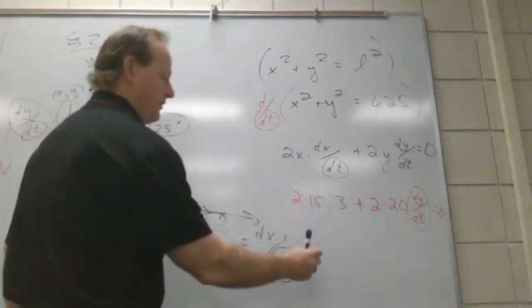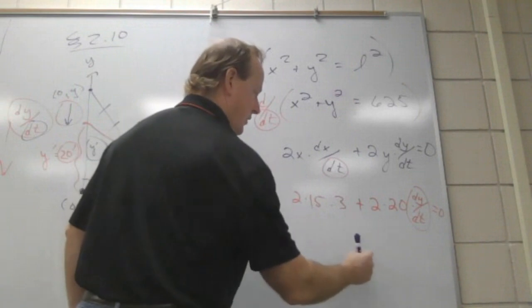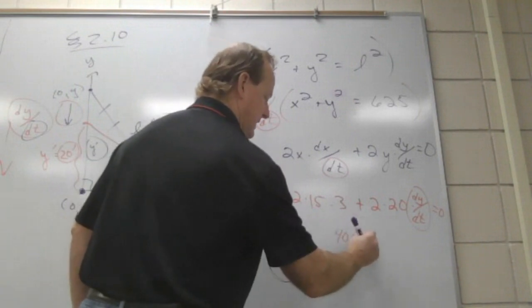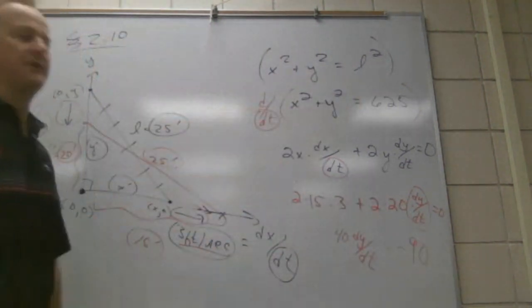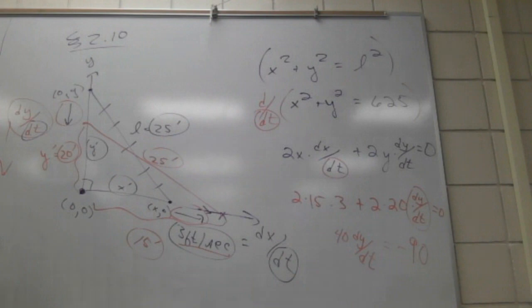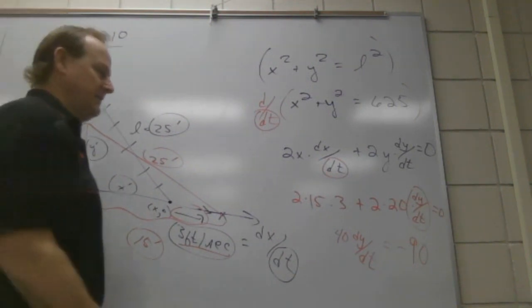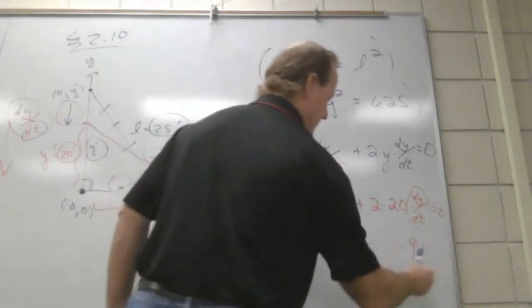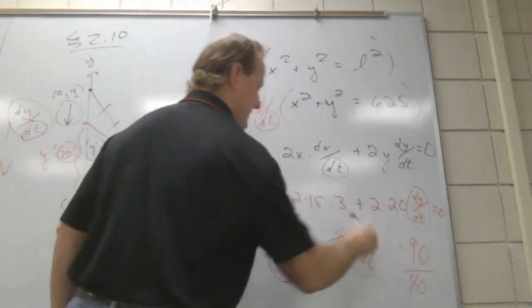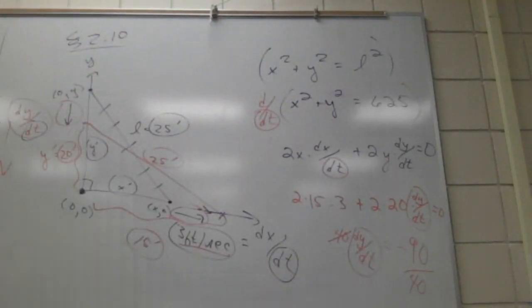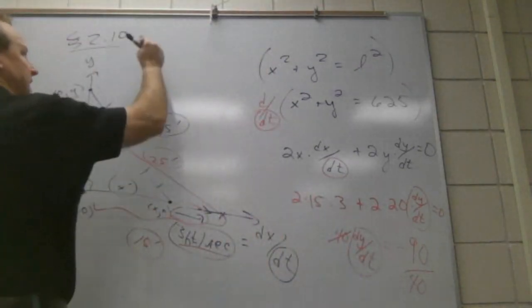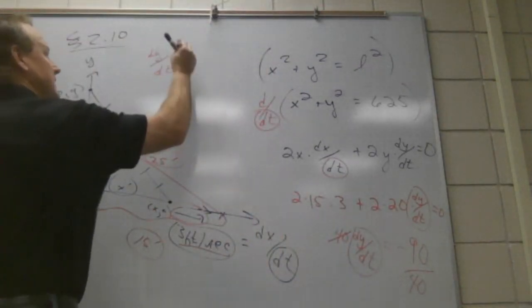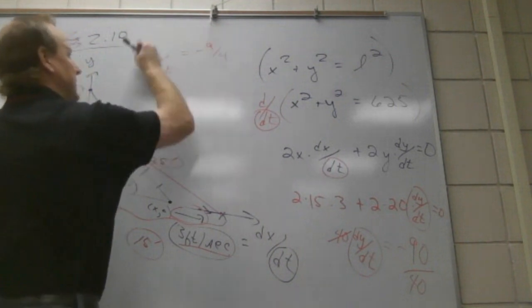So go ahead and multiply that. 30 times 3 is 90. So we've got 40 dy dt equals minus 90, because I moved the 90 to the other side. Get all your dy dt's to one side, everything else to the other, and then divide both sides by 40. So minus 90 over 40 is dy dt. Just solving that equation for dy dt. Everybody agree? Of course, that simplifies, so dy dt equals minus 9/4.